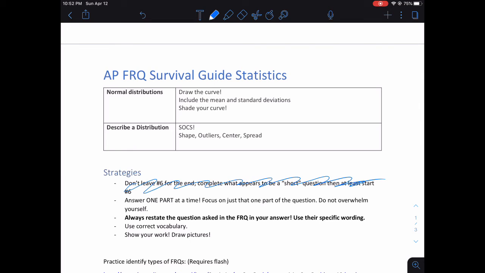Do answer one part at a time. Focus on the part that you're working on now. Don't get overwhelmed with all of the other parts. Just focus on the task at hand. And then always restate the question asked in your FRQ answer. Use their specific wording so you don't make a mistake.